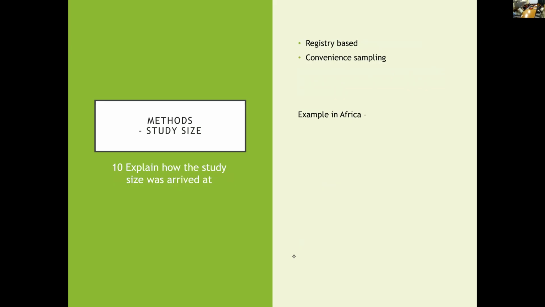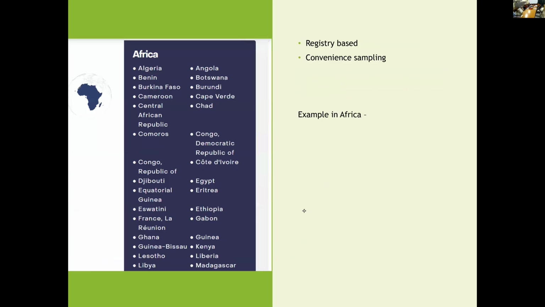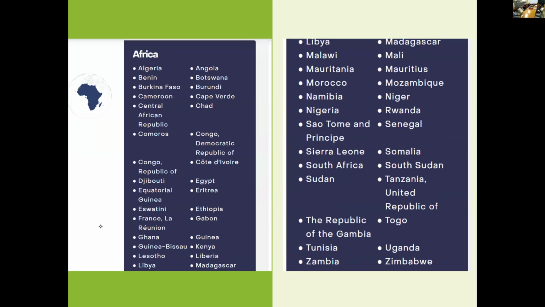Now, sample size. It was registry-based convenience sampling, and they have taken all the patients, all the data which was available. Just to show an example, this is Africa. If you go to Africa, each country in Africa, it's an extensive list.